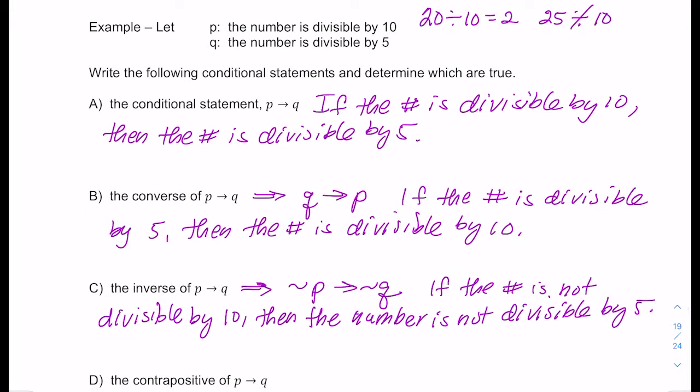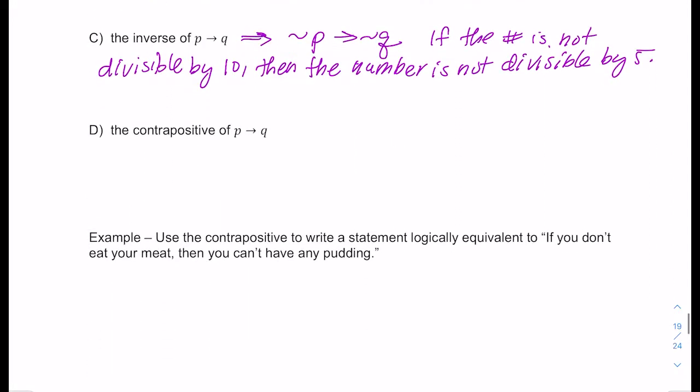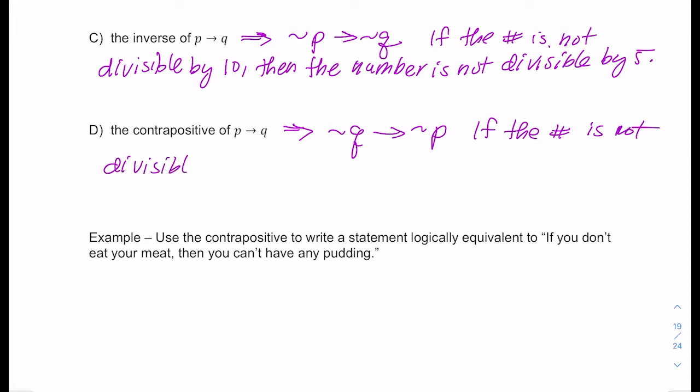And the contrapositive says basically take the inverse now and just find the converse of it. So you're just going to take that statement and switch it around and just say, if not Q, then not P. So if the number is not divisible by 5, then the number is not divisible by 10.